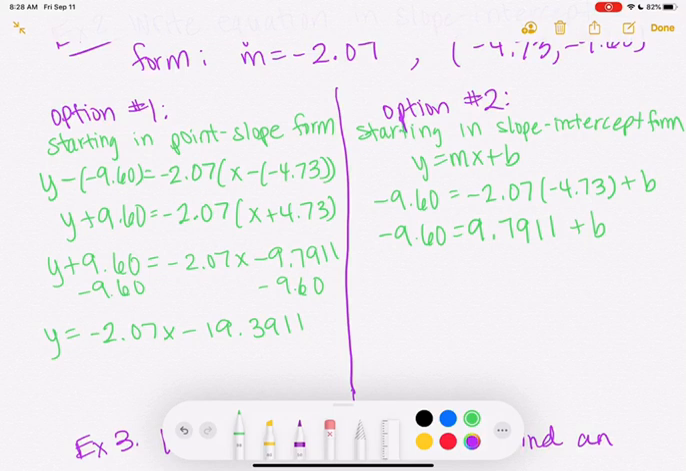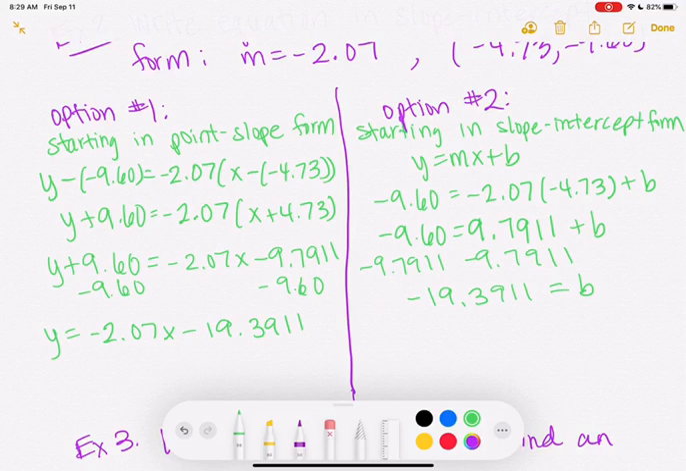Now, if you started in slope-intercept form, you're still trying to figure out what b is. So let's get b by itself by subtracting this 9.7911 from both sides. When we do negative 9.60 and subtract negative 9.7911, we get negative 19.3911 equals b.